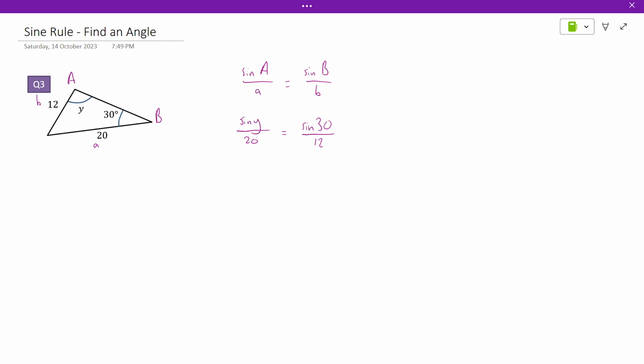So if we look on the left-hand side of the equation, let's do something about this divide by 20. If we multiply both sides by 20, we can simplify this left-hand side. So the left-hand side, we're going to be left with sine of y equals 20 times, and I'll write this in brackets, 20 times sine 30 over 12.